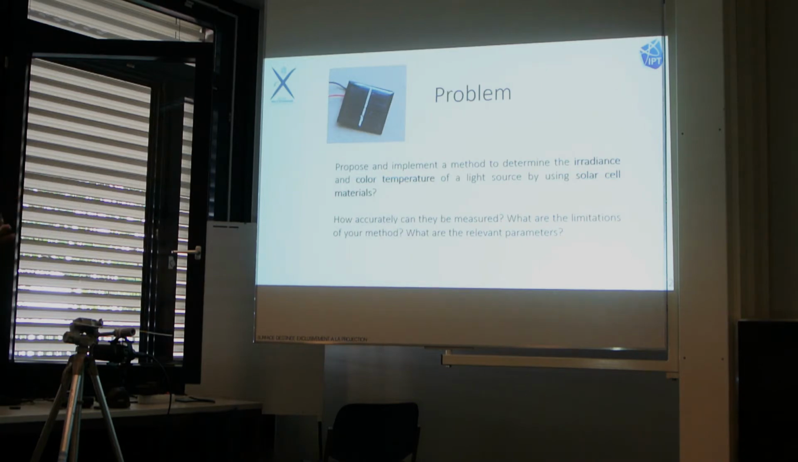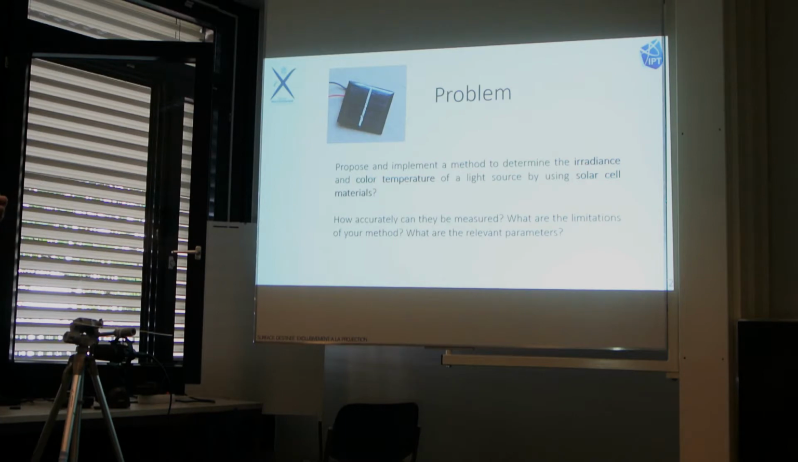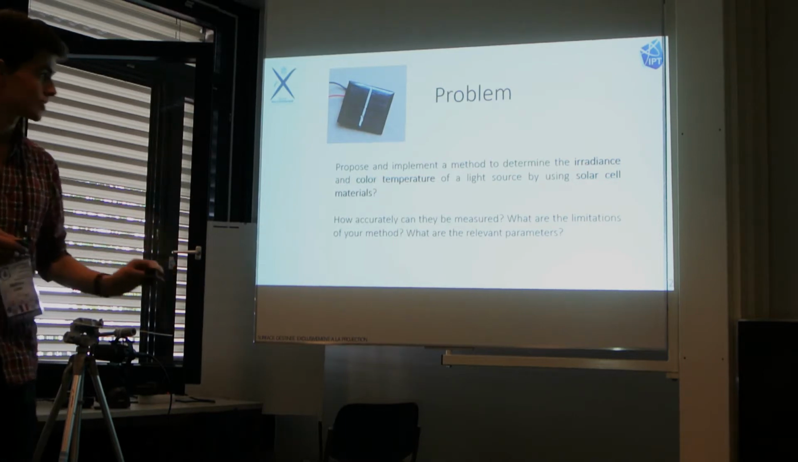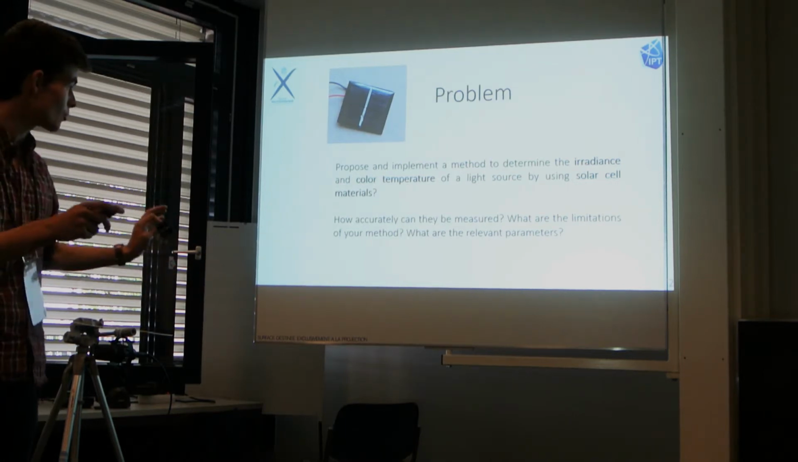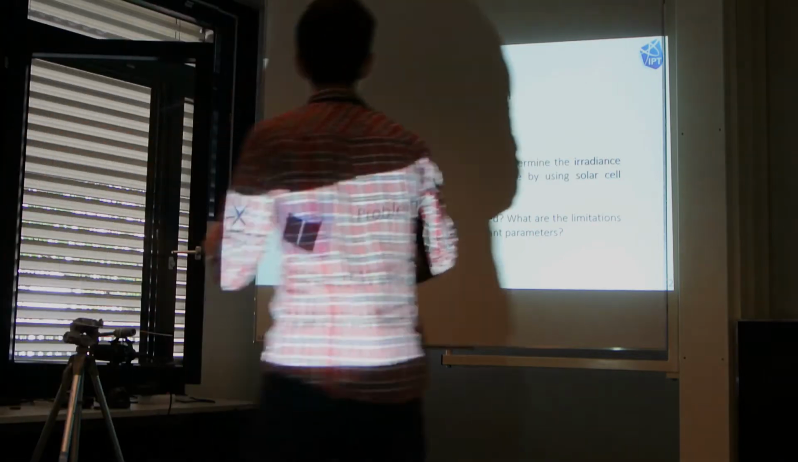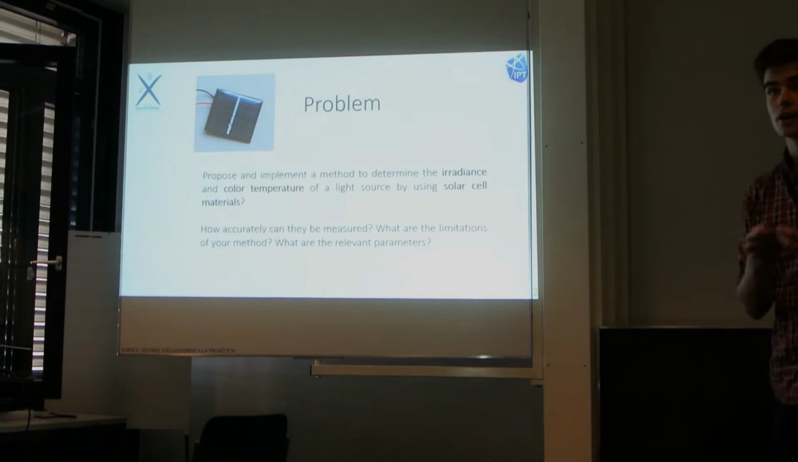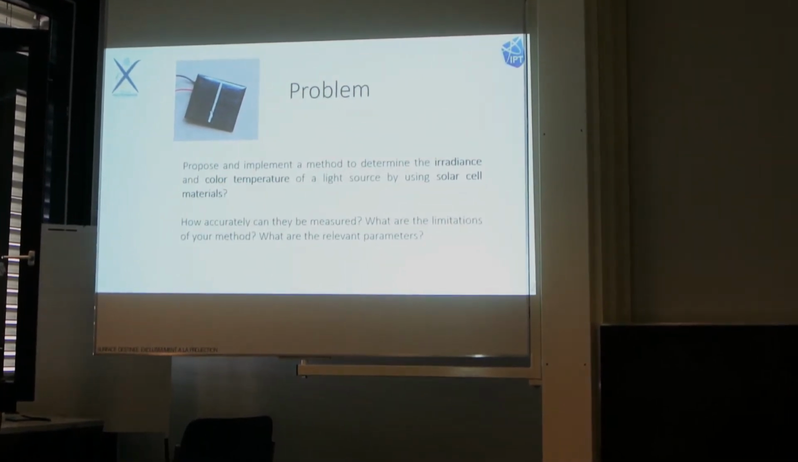We need to propose and implement a method to determine the irradiance and color temperature of a light source by using solar cell materials. And how accurately can they be measured, and what are the limitations of our method? And then we are interested in relevant parameters, of course.